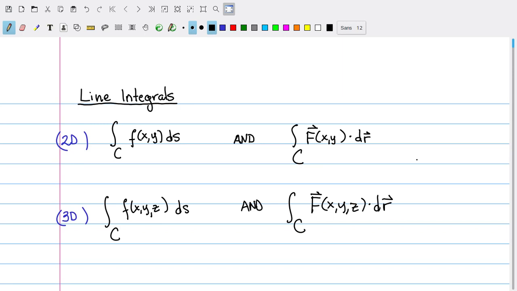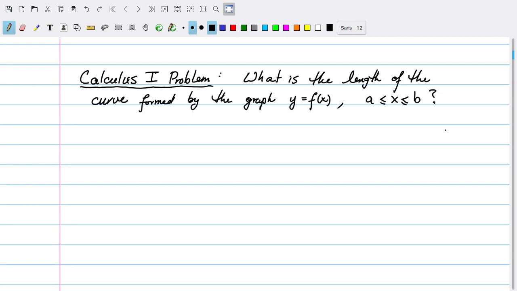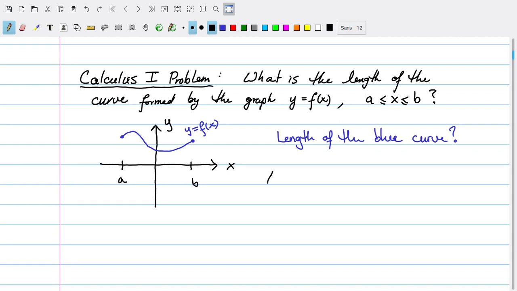In any event, to start our discussion, I want to think back to something that we covered all the way back in Calc 1, which is specifically how to get the length of a particular curve in the xy plane. The problem is to figure out the length of the curve formed by a graph of y equals f of x between two different values of x. Pictorially, we're trying to figure out the length of the blue curve y equals f of x, depicted in this picture below. The answer that we proved in Calc 1 was an integral, specifically the integral from a to b of the square root of 1 plus f prime of x squared dx.